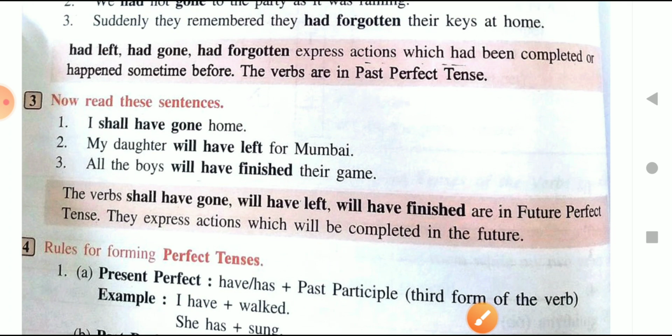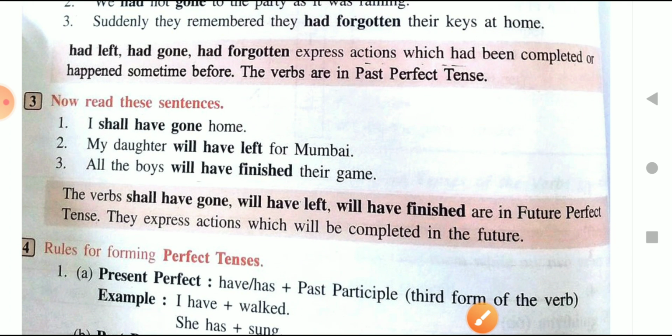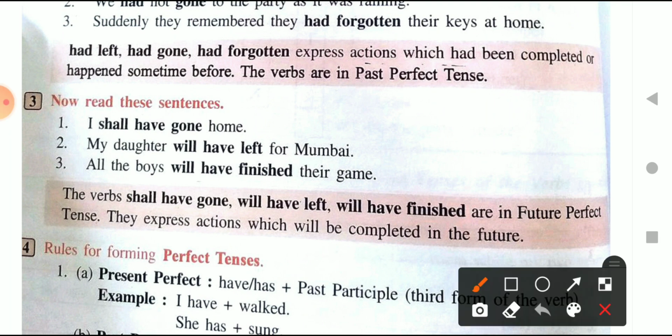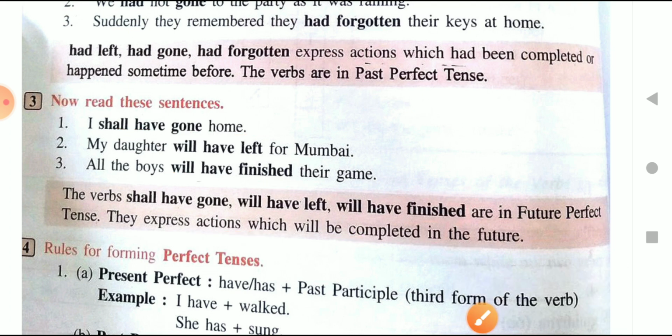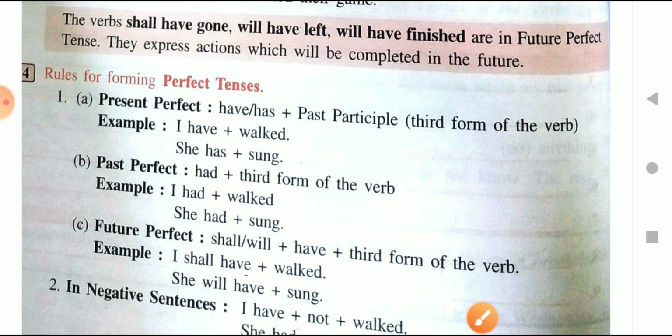Now we will be moving to the future part, right? So here see these examples. I shall have gone home. Right, so shall have, will have, when we are using these, it is basically representing future perfect tense. Okay, they express actions which will be completed in the future. They basically express actions which will be completed in the near future. Okay, perfect basically means those actions which are completed, right?